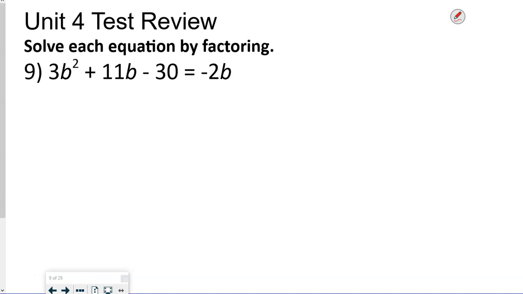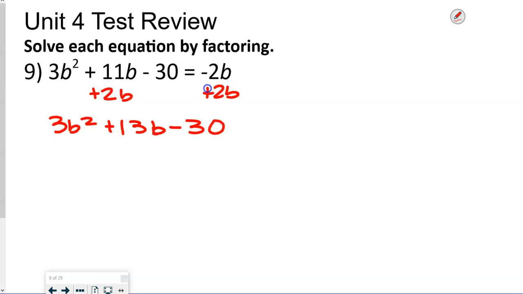So for number 9, the very first thing we have to do is move all of the terms to the left side. So we're going to add 2b to both sides here. So then we get 3b squared plus 13b minus 30 equals 0. Okay, we're always going to do that first. Now, I'm looking to see if there's a GCF, but 13 is my middle term, and that's a prime number, so I know I can't factor it anymore.